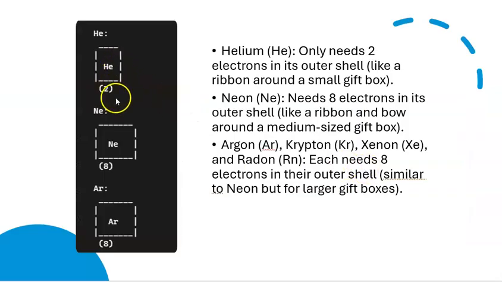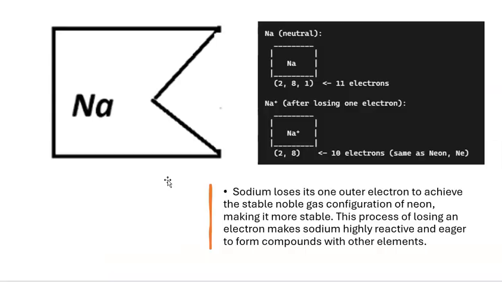Look at this. Helium, 2 electrons, is super good. Neon, 8 electrons in the outermost shell, super good. Argon, 8 electrons in the outermost shell, super good. They are stable.